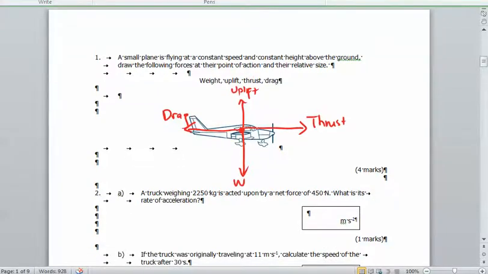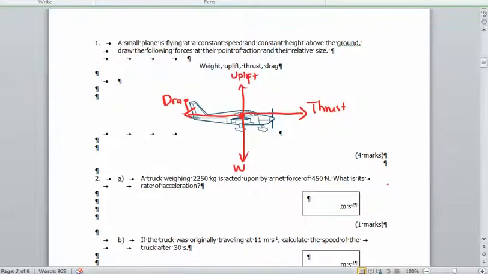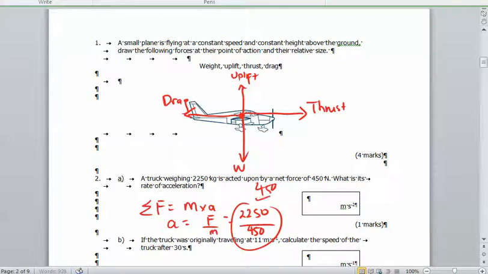A truck weighing 2,250 kilograms acted on by a force. So we know that the net force is equal to mass times acceleration, Newton's second law, and we want to find the acceleration. So the acceleration is equal to F over m, which is 450 on 2250, which is 1 in 5, is 0.2 meters per second squared.